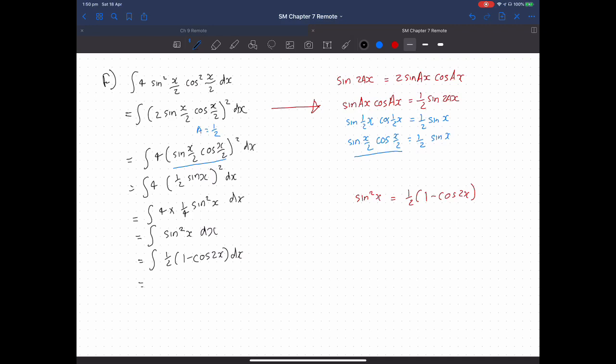I'm going to take the 1/2 outside the integral sign, leaving me with 1 minus cos 2x. And then I'm going to anti-differentiate. So I'm going to have 1/2 times x minus 1/2 sine 2x plus c. Multiplying through by the half, x over 2 minus 1/4 sine 2x plus c.